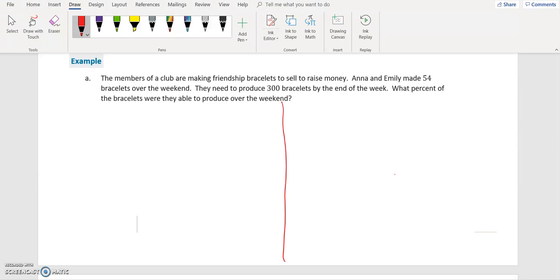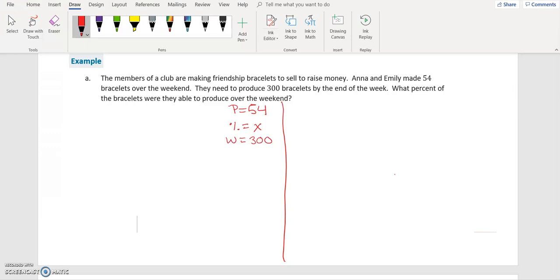And so the very first thing that we want to do there is we want to label our different parts. We want to know what is our percent, what is our part, what is our whole, because if we don't know the parts, we can't put them in properly and then solve it. So our part is 54, our percent, we don't know, that is what we're looking for. We're going to label that as X, and then the whole was going to be 300.